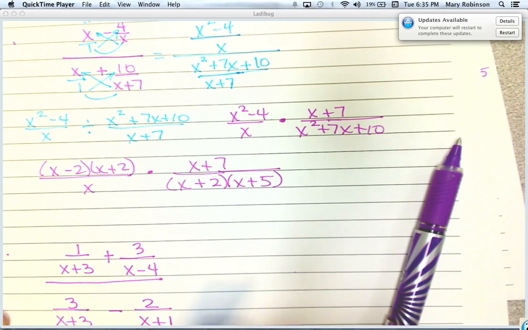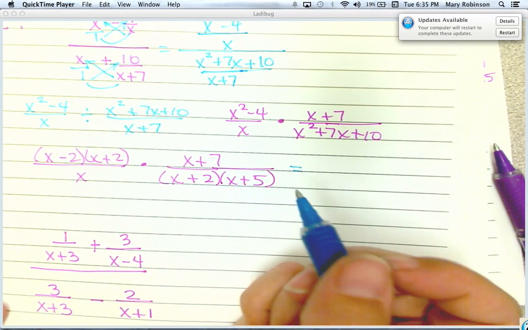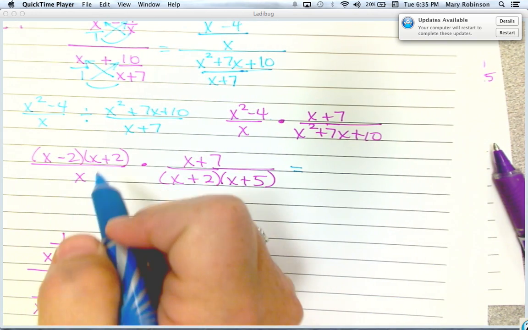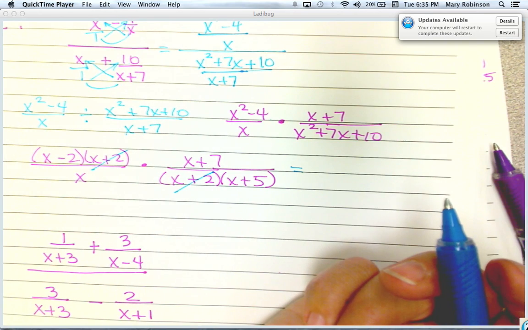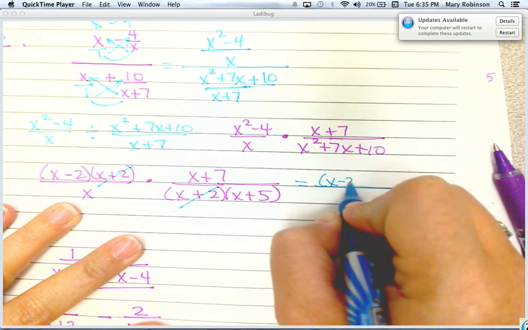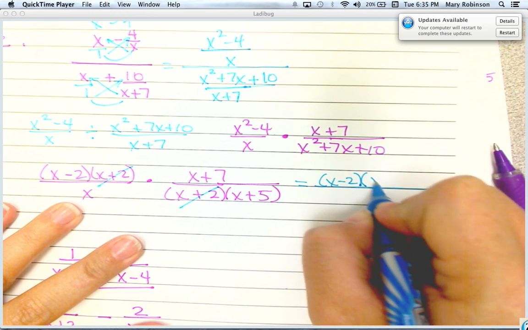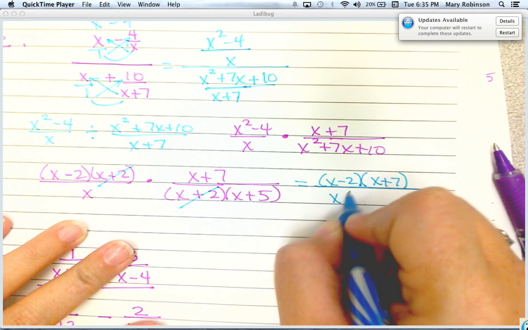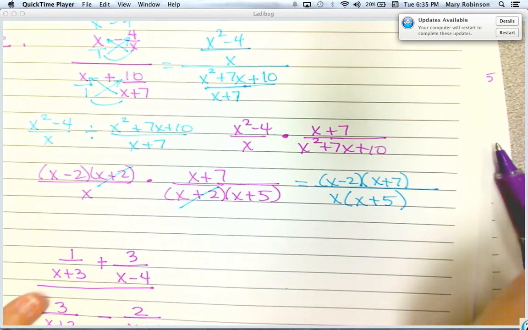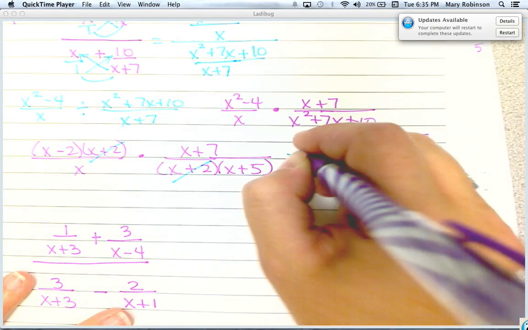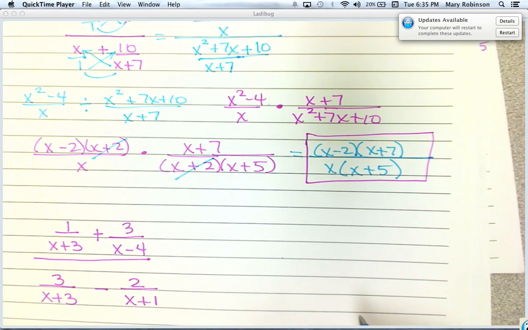At this point, my job is to simply eliminate any like terms that we have diagonally or vertically, and only the x plus 2's cancel. So that means my final answer is the quantity x minus 2 times the quantity x plus 7 divided by x times the quantity x plus 5. And that's my final answer. So hopefully that wasn't too bad.